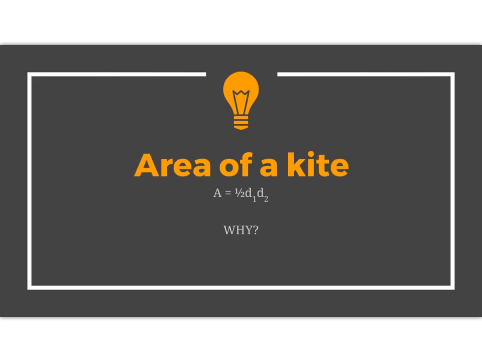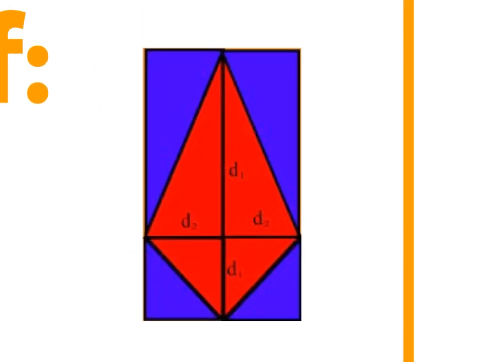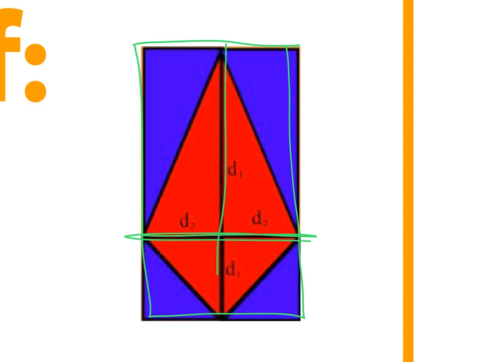Area of a kite is going to be 1/2 my diagonal 1 times my diagonal 2. Looking at this picture, if I were to find the area of this whole piece, I would take my whole diagonals times my whole other diagonal. Conveniently, this triangle is the same size as this triangle, so I need half of this piece.